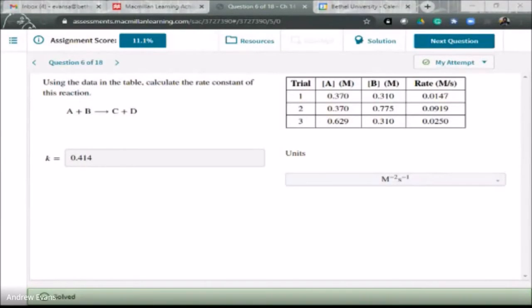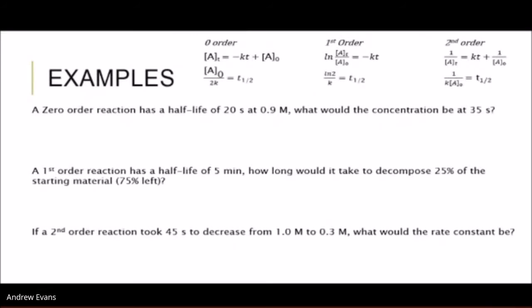And the last one, second order equation. Just want to show you all of them in action. Second order equation. So I'm writing that down, the rate law, 1 over A sub T minus 1 over A sub 0 equals KT, and my half-life T1/2 equals 1 over K A sub 0.